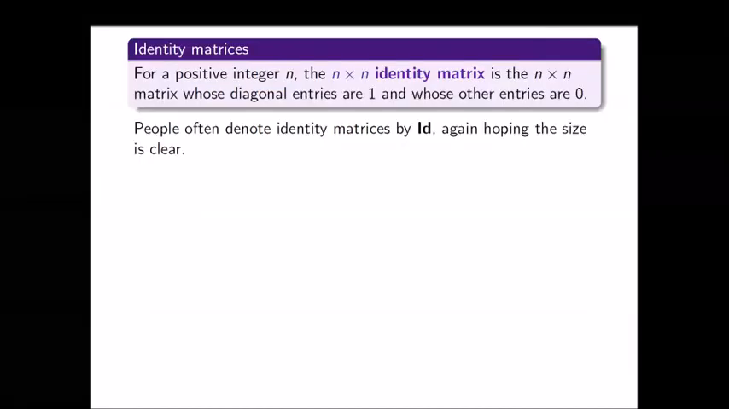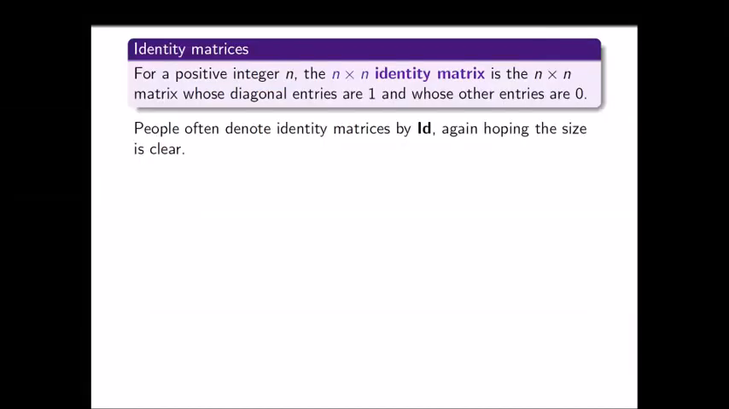Okay, so the last thing I want to talk about in this episode is the identity matrix. So for a positive integer n, the n by n identity matrix is the n by n matrix whose diagonal entries are 1 and whose other entries are 0. And people usually denote the identity matrices by ID or I, usually hoping that the size is clear from context.